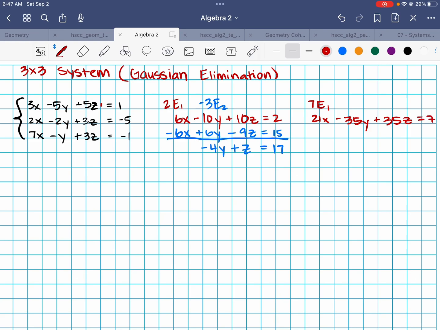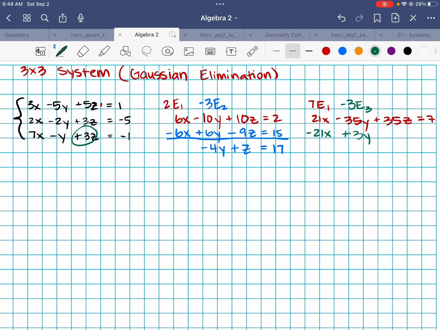All right, moving on. We now want to take a look at E3. We need to multiply that by 3, but we need to make sure we multiply it by negative so that we do have one positive and one negative. So I'm going to go 3 times 7x. That gives us 21. Negative, though. Negative 21x. Negative 3 times negative y is positive 3y.